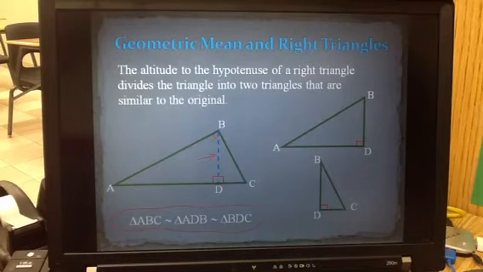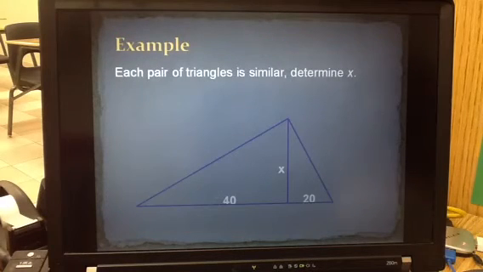Okay? You have your original one, which is the whole right triangle. Then you have this small one, which is ABD, and then you have this small one, which is BDC. So all three of these are going to be similar triangles. So each pair of triangles is similar.